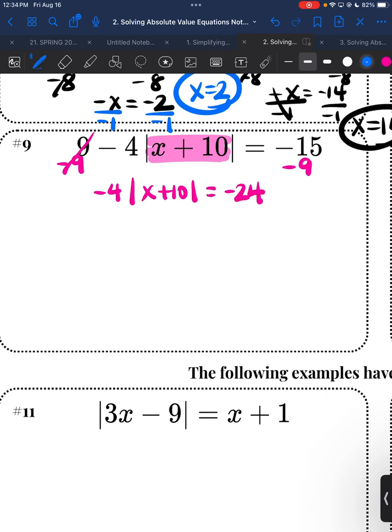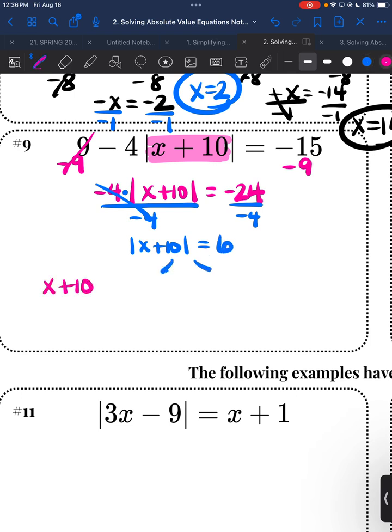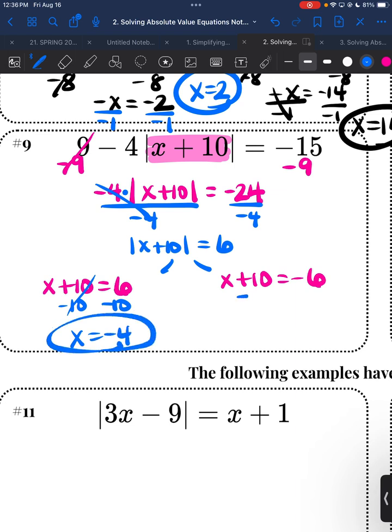The negative 4, the second number that you have, should always be multiplying, whether it's positive or negative. So we're going to divide by negative 4. I end up with this, and then I split it. x plus 10 is equal to 6. x plus 10 is equal to negative 6. I get x is equal to negative 4. x is equal to negative 16. Both are true if you plug them into the original.